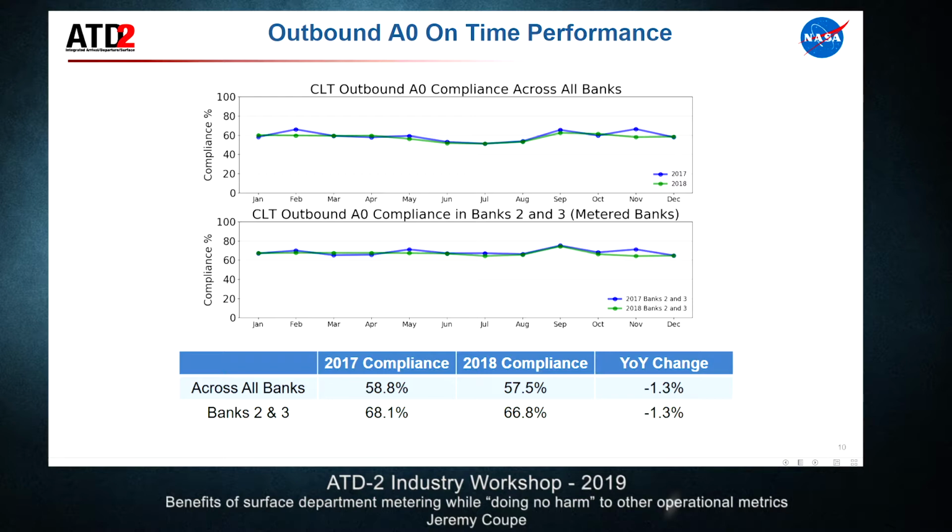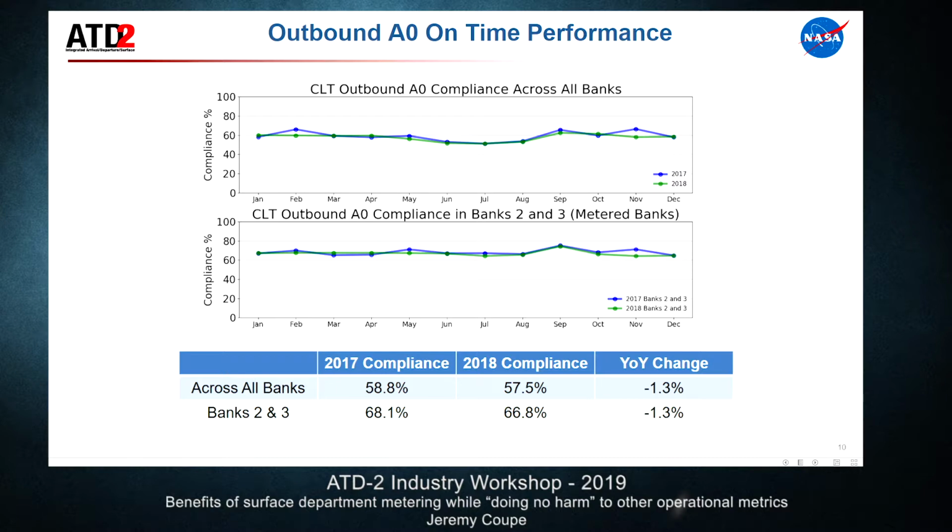So we have a keen eye here on the on-time performance of the destination, and that's what we're looking at here. In the top graph, on the left-hand side, we have January. On the right-hand side, we have December. So we started surface metering essentially the last day of November in 2017.